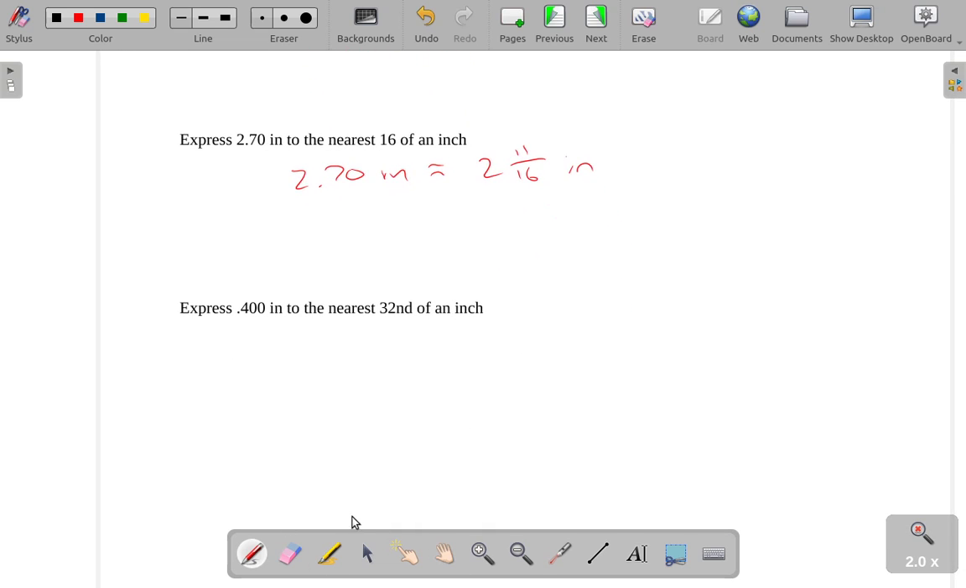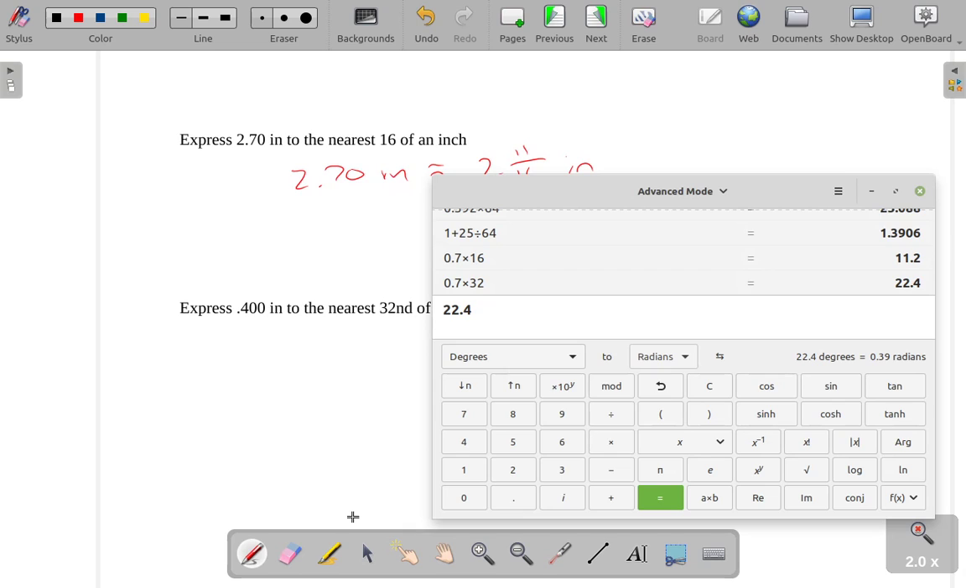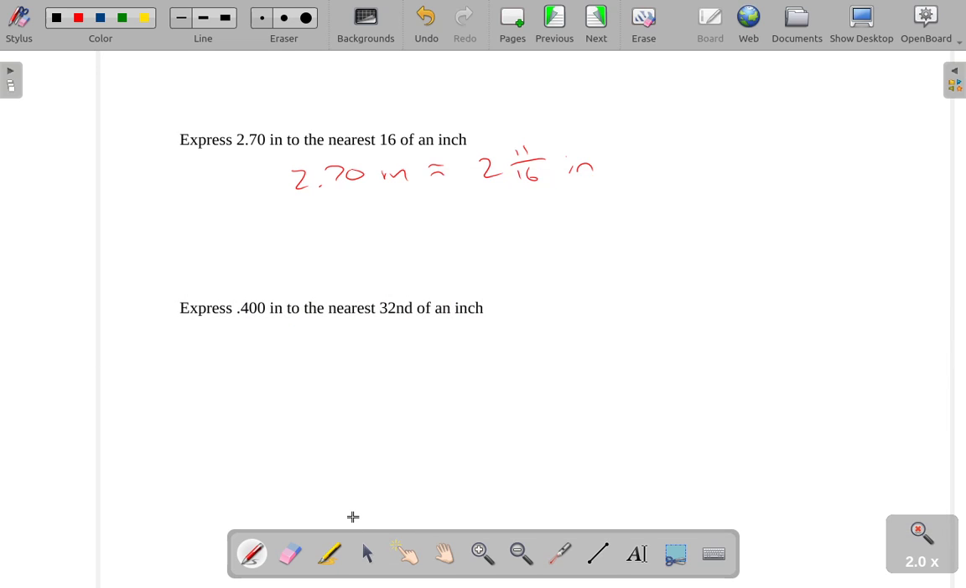And the last example, 0.400 inches to the nearest 32nd of an inch. I mean, you don't need to write the extra zeros after that, 0.4 and 0.400. This calculator doesn't care about significant digits. We end up with 12.8. I'm going to round this up to 13 because it's 12.8 32nds, which will be approximately 13 32nds of an inch.